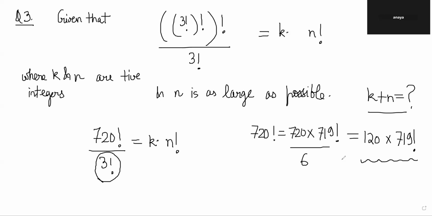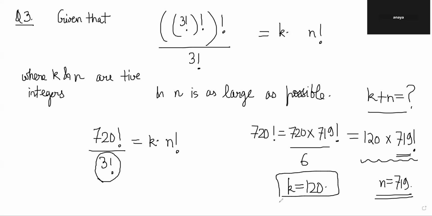So n is just 719. You cannot have it higher than this. You need 720 multiplied by it. So the highest possible n can be 719. If n is 719, k is 120, it's over.